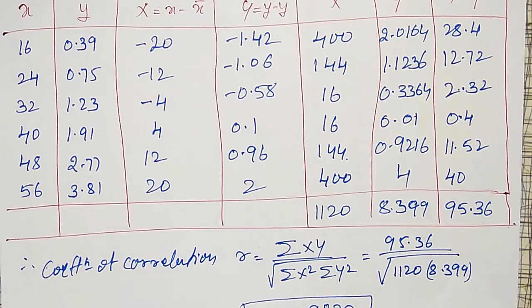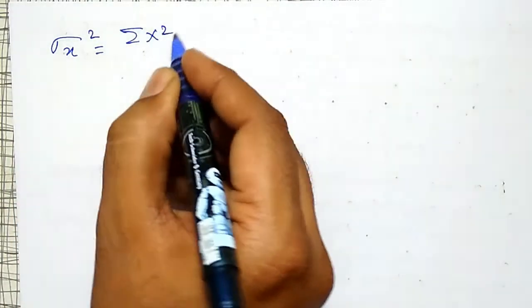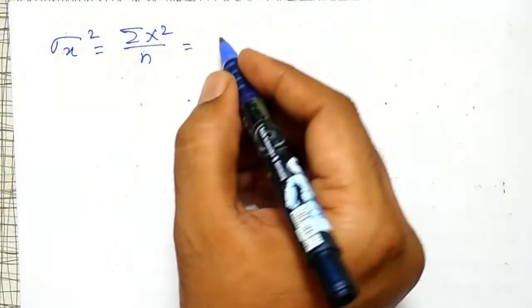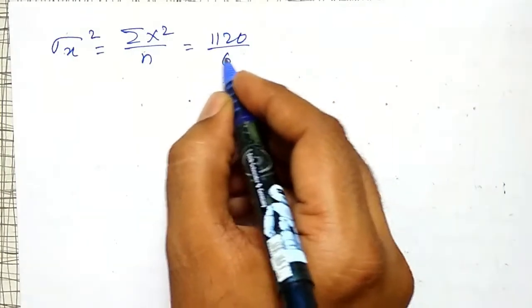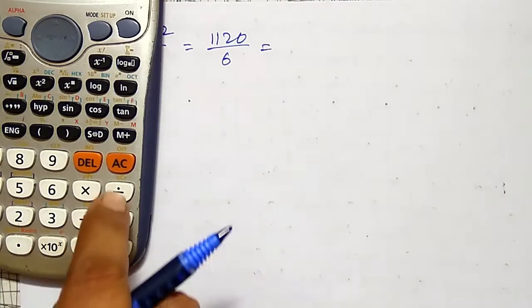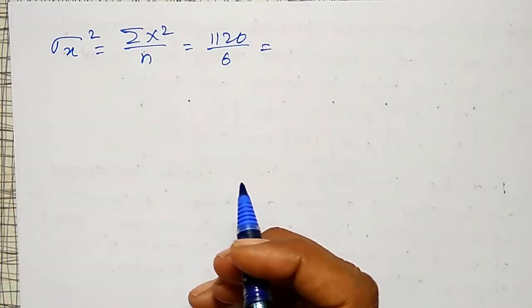Then using this I have to find out the regression lines. To find the regression lines, I require the standard deviation in x and the standard deviation in y. That is, sigma x square equals summation capital X square divided by n. Summation x square I am getting as 1120, divided by 6. This comes out to be 186.666.